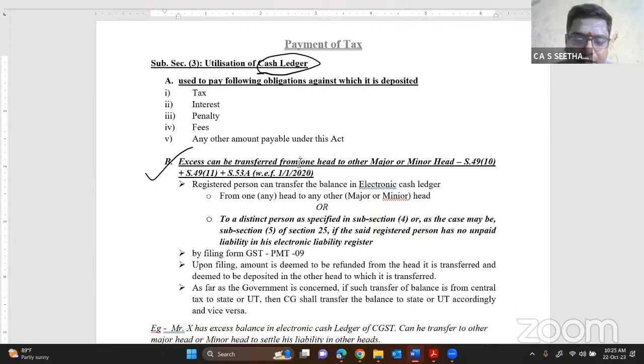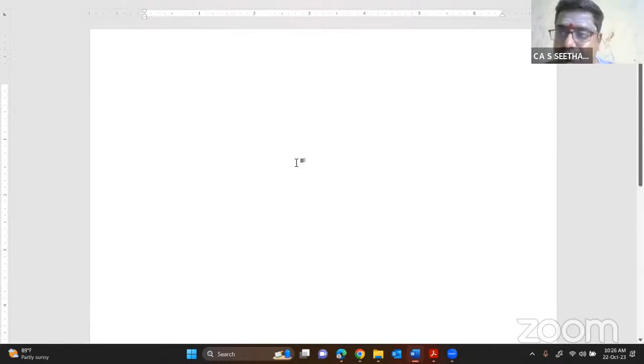That's with respect to the electronic cash ledger. And now, this is the latest one: it can be transferred to a distinct person as well. Sir, what do you mean by distinct person? Let's have an example, my dear. This example will help you to have clarity.